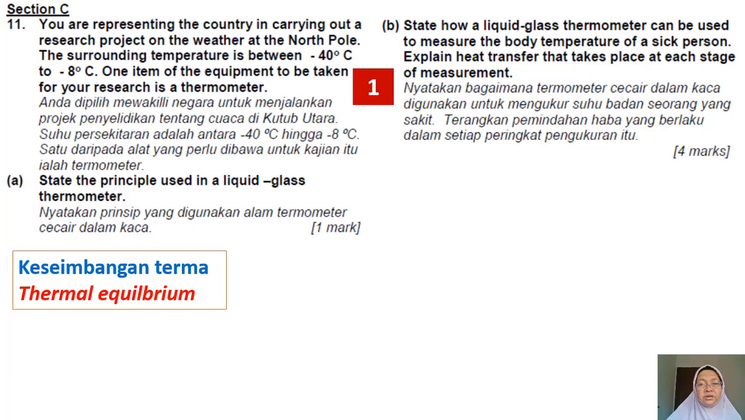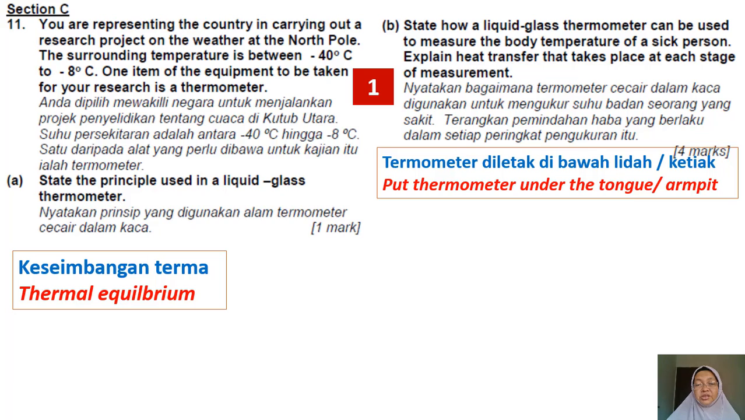Okay, the next question is, state how a liquid glass thermometer can be used to measure the body temperature of a sick person. Explain heat transfer that take place at each stage of measurement. Okay, so ini ada 4 markah. So bila sebut how, you have to explain from the beginning to the end. You have to specify where you put the thermometer. So first point is you put thermometer under the tongue or armpit. Okay, so this is a clinical thermometer.